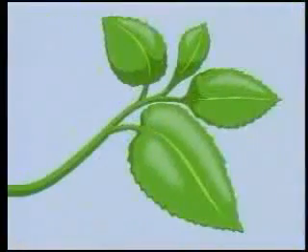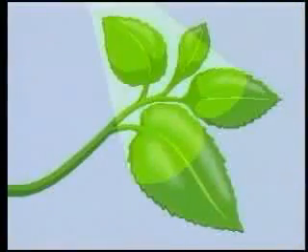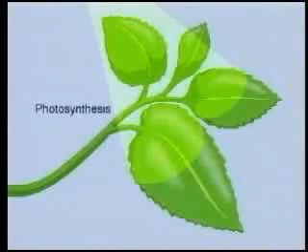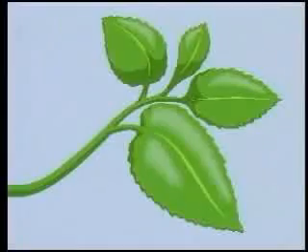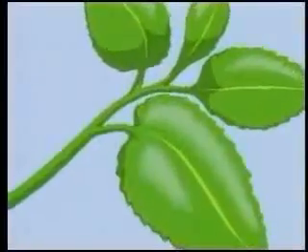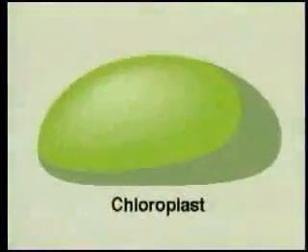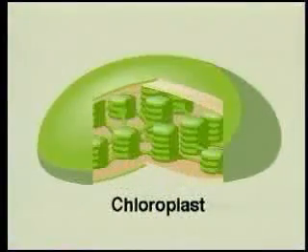Plants convert light energy into a form usable by cells. This process is called photosynthesis. Leaves are the primary light-collecting organs of plants. The cells in leaves contain specialized organelles called chloroplasts. Photosynthesis occurs within the chloroplast.